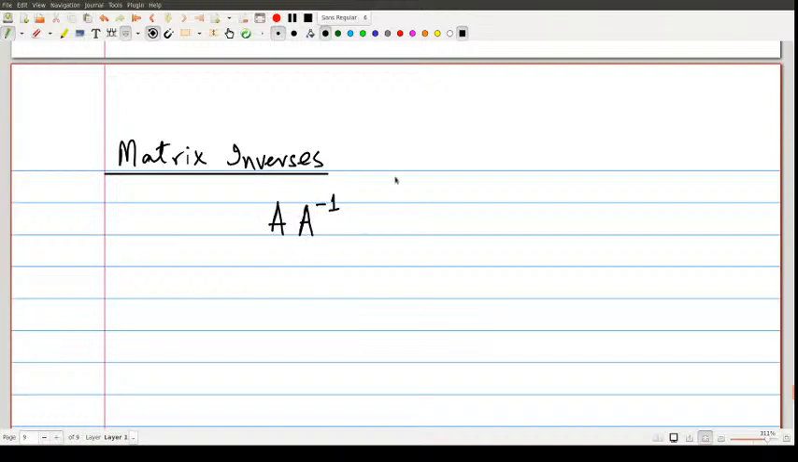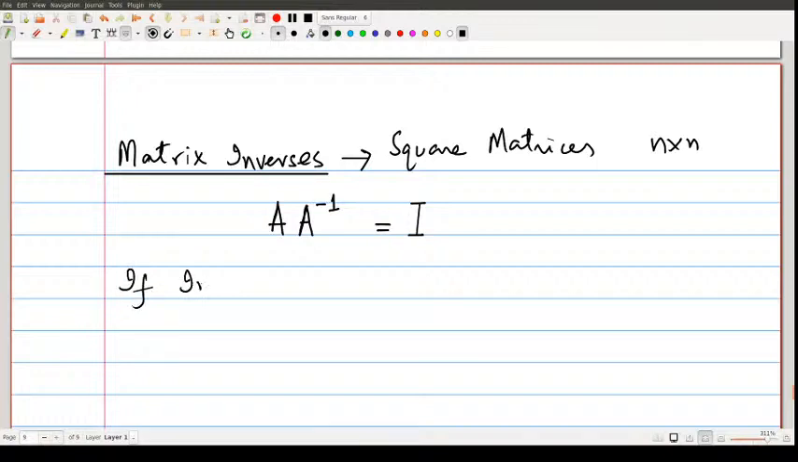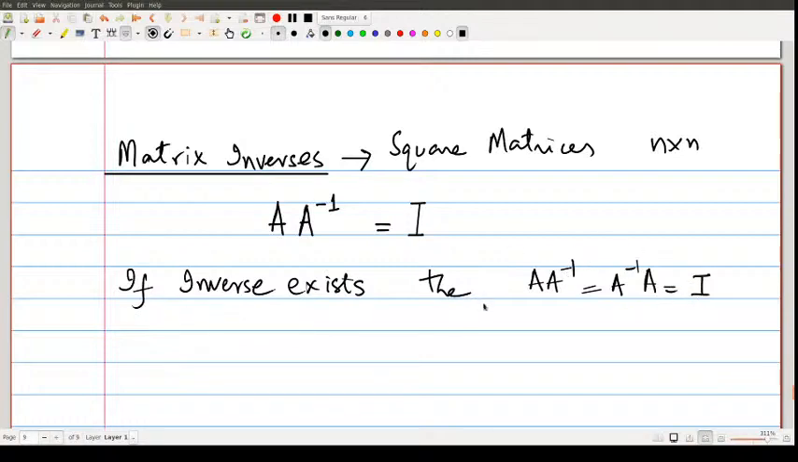The idea is, if I have a matrix A, then the inverse of that matrix is such that when I multiply A with its inverse, I should get the identity matrix. For matrix inverses we're only talking about square matrices, so an n by n matrix. So A times A inverse gives me I. And the nice thing about inverses is, if the inverse exists, then A times A inverse is equal to A inverse times A is equal to I. So even if you multiply it from the left hand side or from the right hand side, you get the same result.